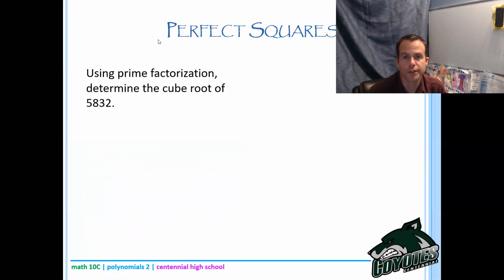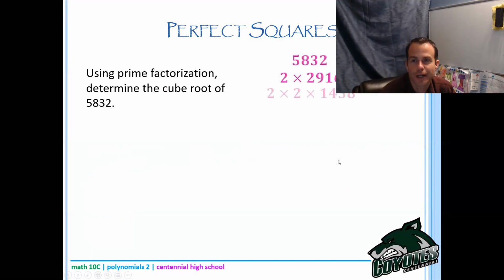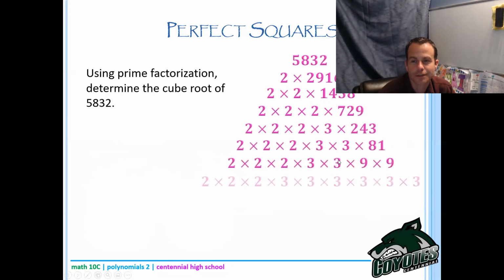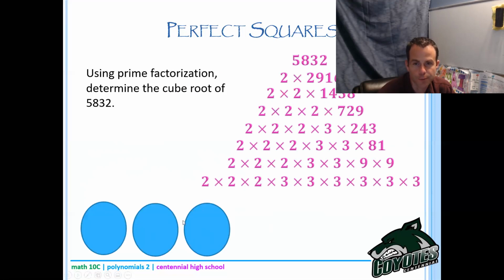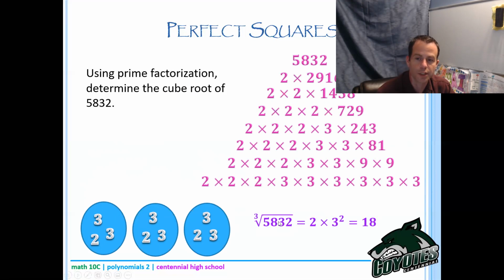Good job. Okay, using the prime factorization to determine the cube root of 5,832, because that sounds fun. Pause me, go ahead and try it. Okay, you should have gotten as your prime factorization something that looked like this. You're organizing this into 3 different groups where there's the same factors in each group. So I've got 3 2s, so 1 2 in each group, 6 3s, so 2 in each group. 3 times 3 is 9, 9 times 2 is 18. So the cube root of 5,832 has to be 18, 2 times 3 squared.